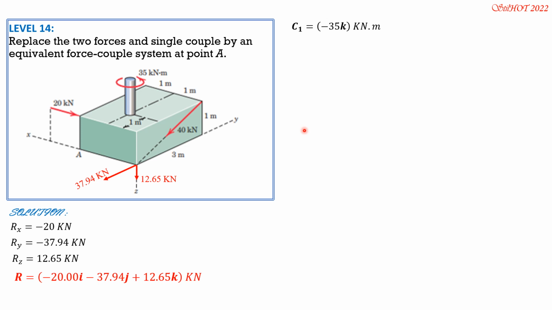So MAX is 0 because this is along Z. MAY: so take note, this is point A, not this one. MAY, so the positive y-axis is there. Your right thumb will be pointing in that direction.